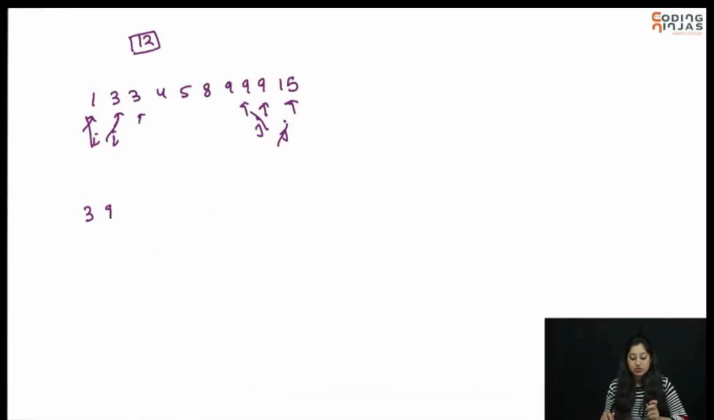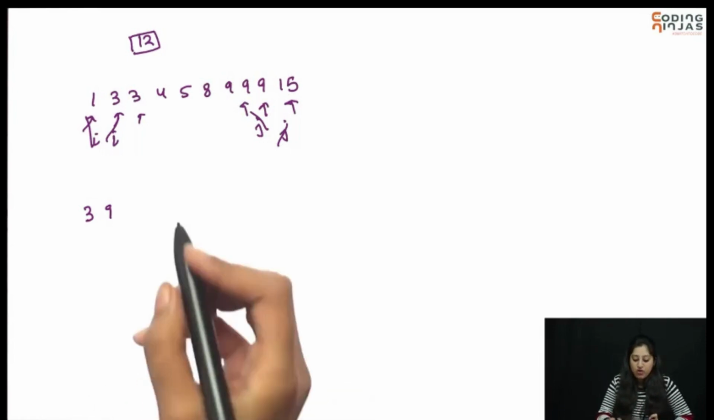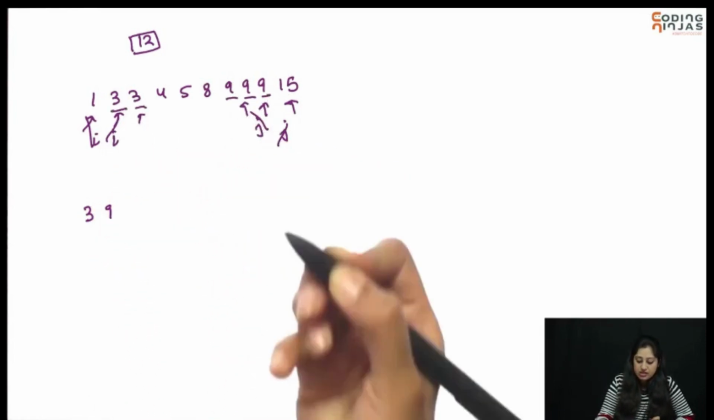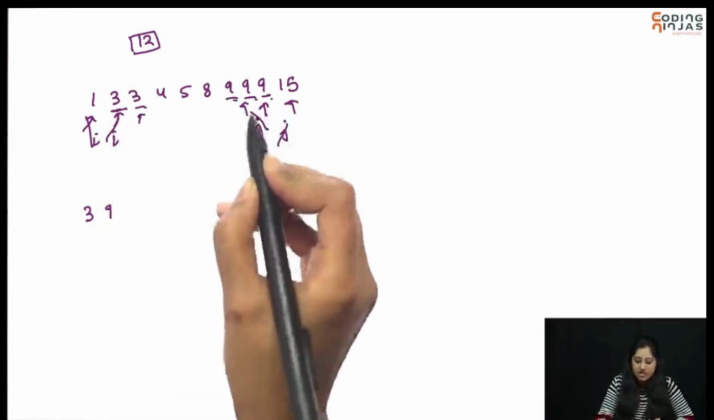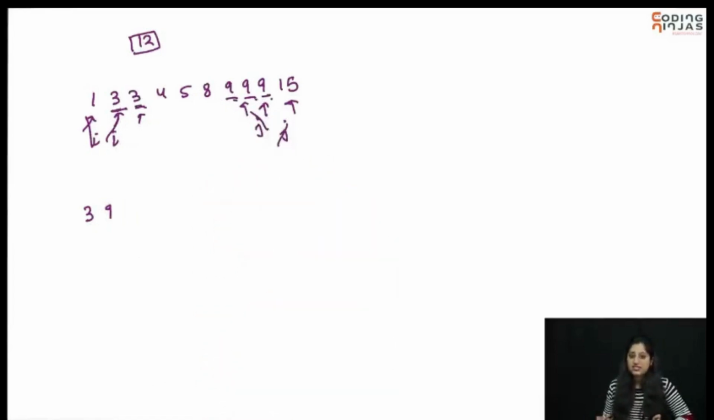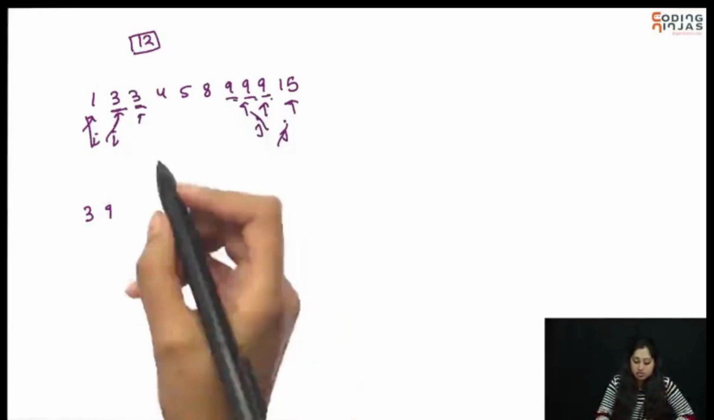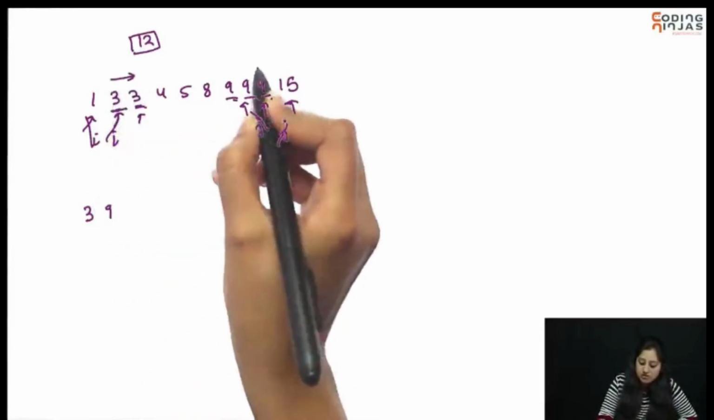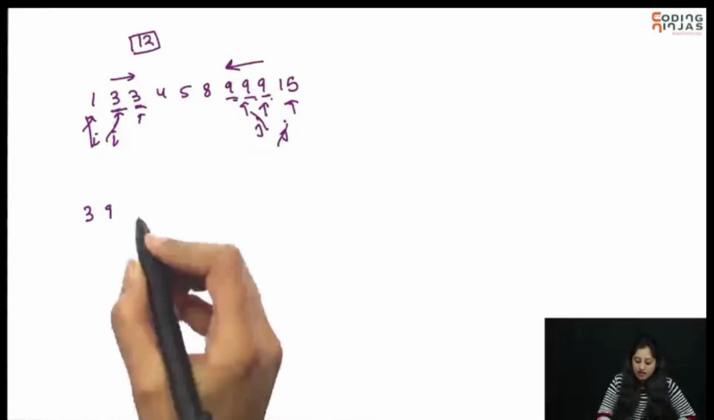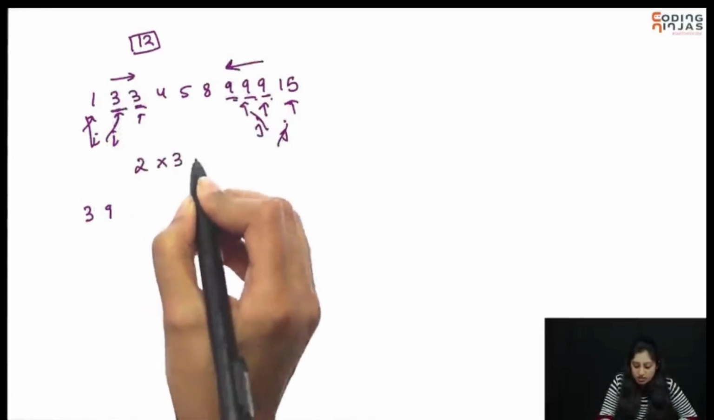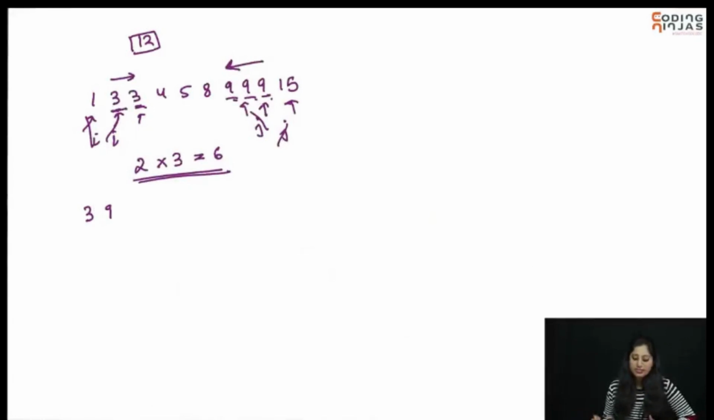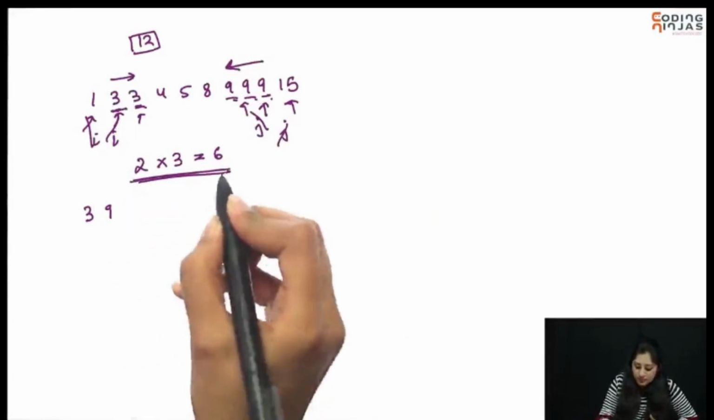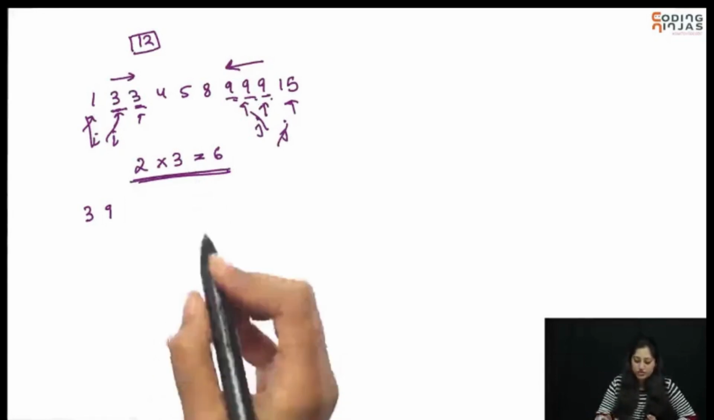But as per the question, if we have read it, there are a total of 6 pairs of 3 and 9. So this 3 will pair up with these 3 9s. Second 3 will also pair up with these 3 9s. So in this case, what you should do is, rather than just moving i and j further, you should count how many 3s are there. You should count how many 9s are there. If there are 2 3s and 3 9s, a total of 6 pairs will be there, and you should print all of them. So you should print all the pairs, and then you should move ahead.